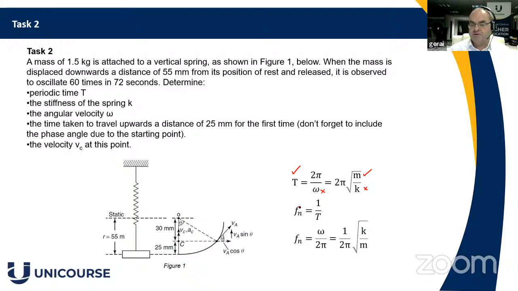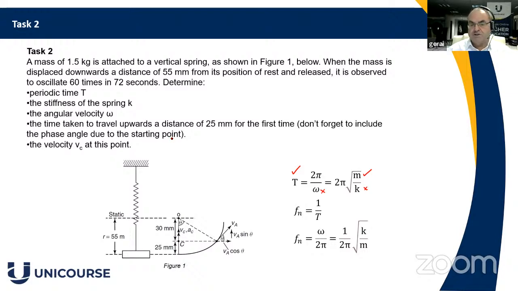So that's relatively straightforward. Now this is where it gets a bit messy, so you'll have to bear with me. I've got some slides that I need to refer to help us answer this question. It's asking for the time taken to travel upwards a distance of 25 millimeters for the first time. It's important, and don't forget, I've put in brackets, to include the phase angle due to the starting point. Now I'll explain what that is in a moment.